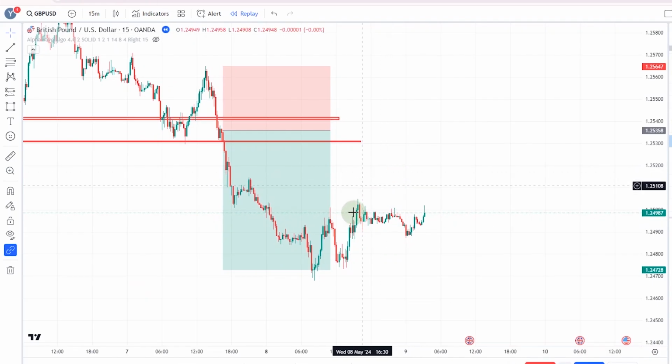So guys, I've actually identified the accumulation of the market right here. As you can see, this is the accumulation of the market right here.